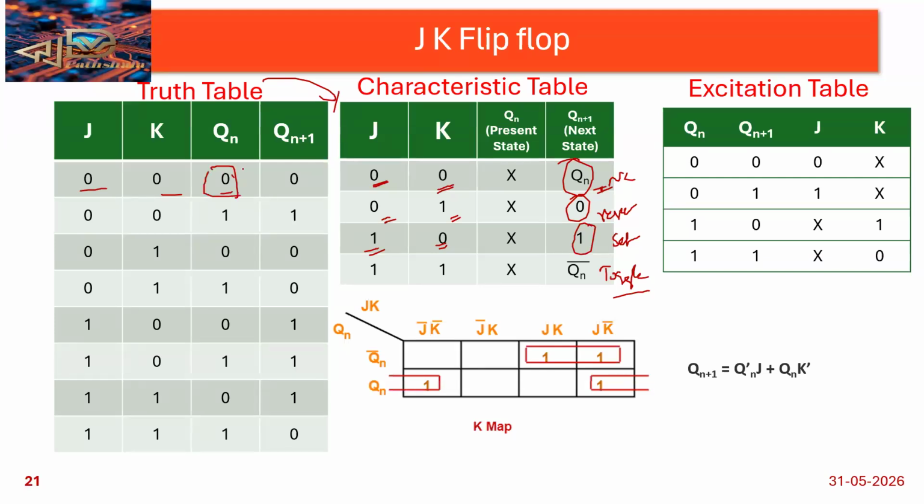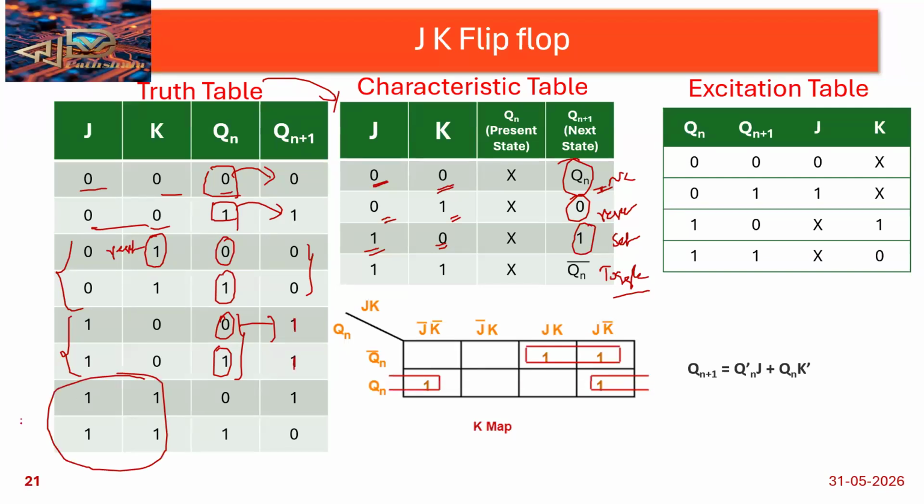Then the characteristic table. How we are saying that 0 0 0, whatever the Qn value is there, the same Qn plus 1 also we are getting. And then 0 1 0, that is reset condition. Whenever Qn is 0 or 1, I'm getting the output 0 only. These two conditions are the same. And then set condition, whatever 0 or 1 is present in my Qn, the next state output will be 1 only.